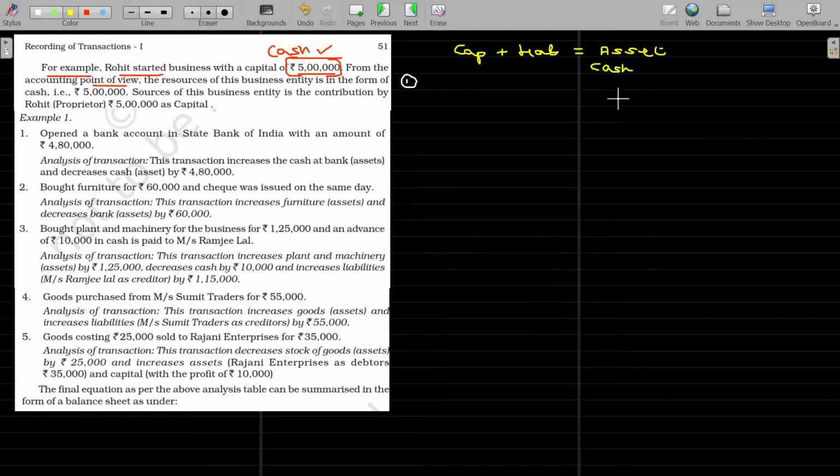Cash. What is the value? 500,000. I put all the values in thousands, removing the 000. By default, you can understand. 500,000.